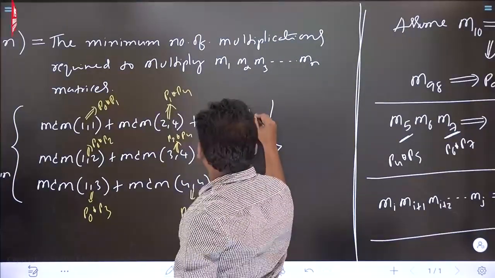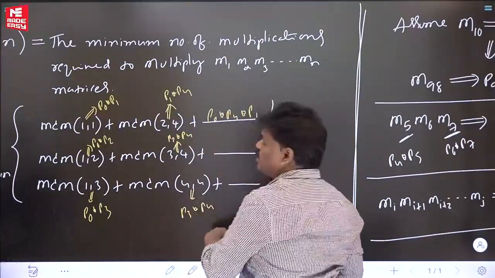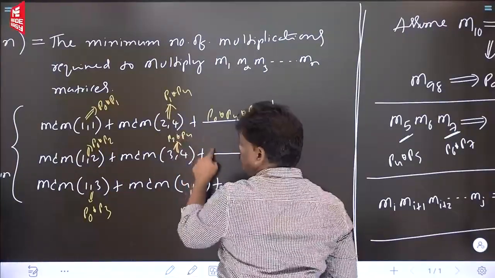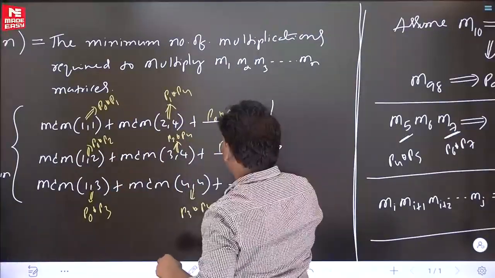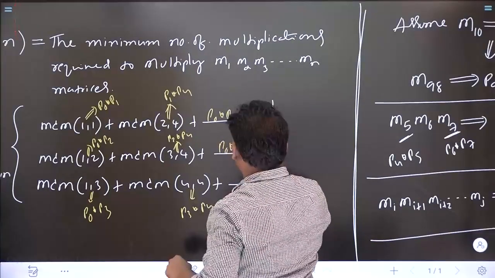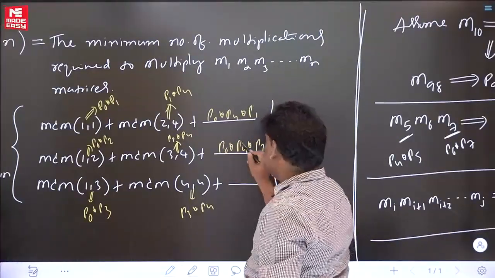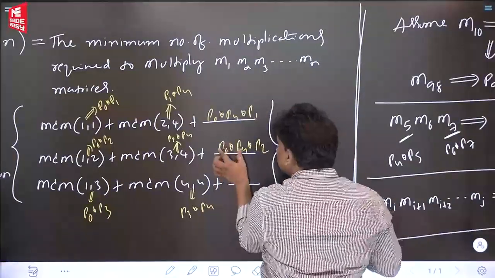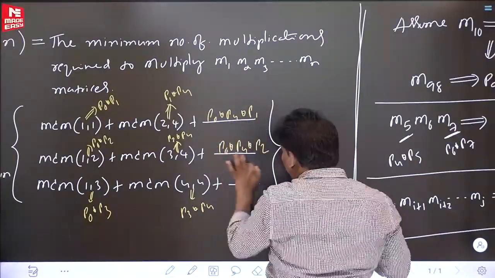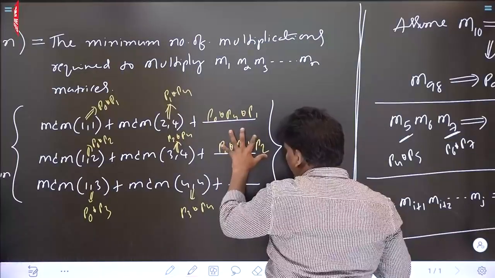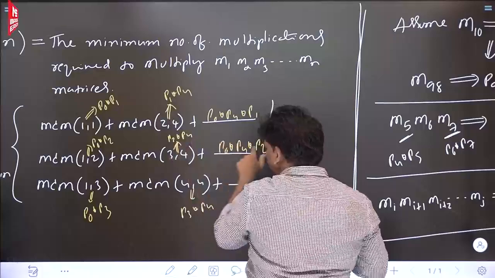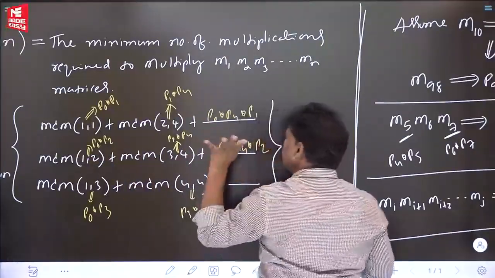Into P1. In the similar way, left matrix size P0, P2. Right matrix size P2, P4. Resultant matrix size, what is the answer? P0, P4 into P2. This will give size, this will give cost. This is the resultant matrix size. This is the resultant matrix cost. This is only for combine. So if you want to combine, left required, right required, combine. If you add all three, then total cost will come.